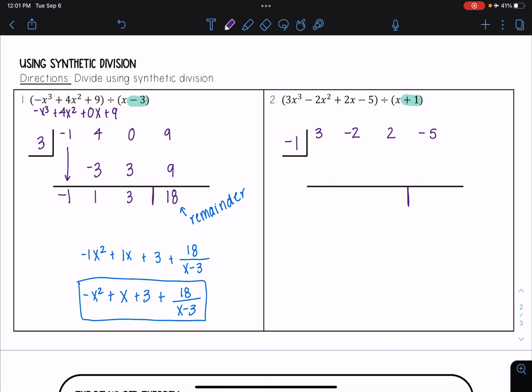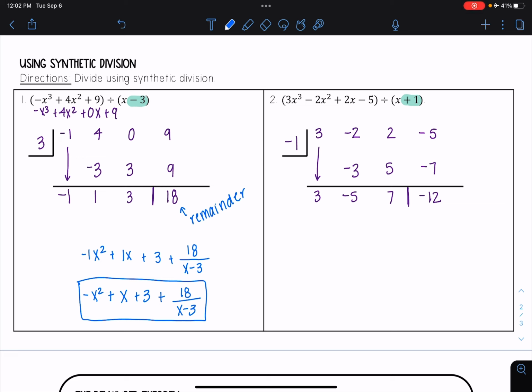And then now I'm going to go through that synthetic division process. First, I'm going to drop my 3. Negative 1 times 3, I get negative 3. Negative 2 plus negative 3, I get negative 5. And start that again. Negative 1 times negative 5, I get positive 5. 2 plus 5, I get 7. Negative 1 times 7, I get negative 7. Negative 5 plus negative 7, I get negative 12.